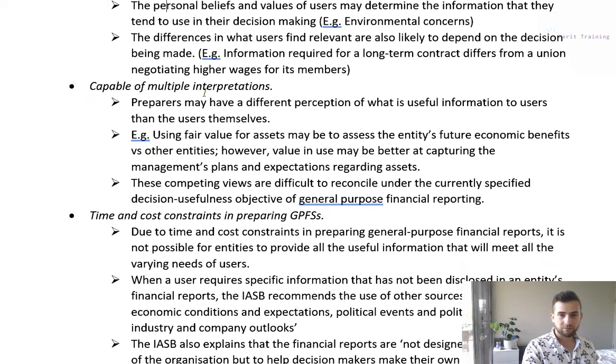Next is capable of multiple interpretations. So preparers may have a different perception of what is useful information to users than the users themselves. For example, using fair value for assets may be to assess the entity's future economic benefits versus other entities. However, value in use may be better at capturing the management's plans and expectations regarding assets.